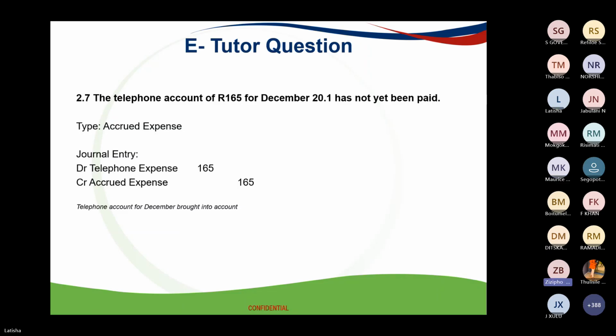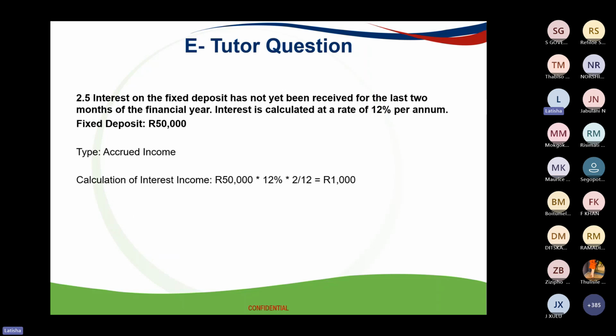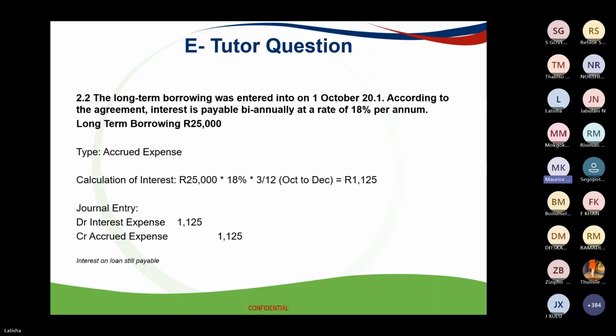Oh, okay, ma'am. Can you go to another question again, please? Sorry, I just want to make sure. Can you please go back to the interest expense and the interest income one? Okay. Interest expense was still, I think, 2.2. Okay, so here's interest expense.